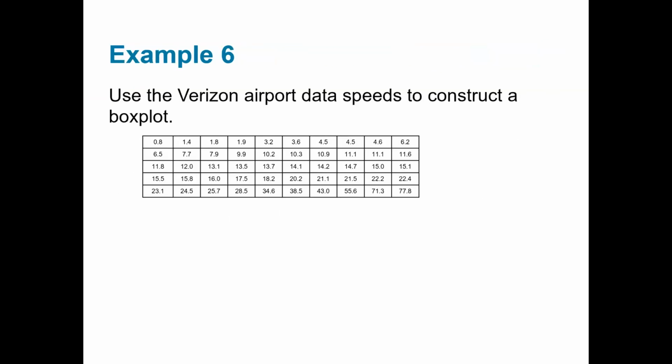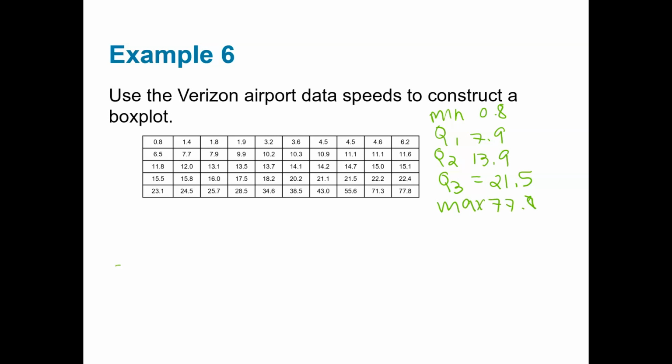So let's look at example 6 again. So we already know the 5-number summary. I'm just going to repeat it here. We know that the min is 0.8. The Q1 is 7.9, Q2 is 13.9, Q3 is 21.5, and our max is 77.8.